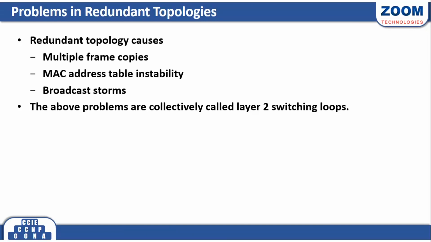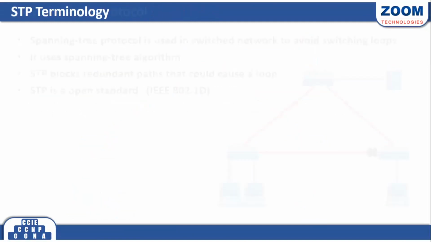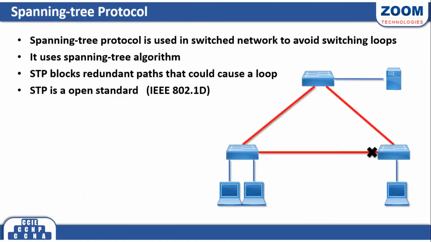Any more doubts about STP protocol? You can see spanning tree protocol is used in switch networks to avoid switching loops. It uses the spanning tree algorithm. STP blocks the redundancy path which is causing a loop. It's an open standard protocol. We can configure STP in all devices, Cisco and non-Cisco devices also.